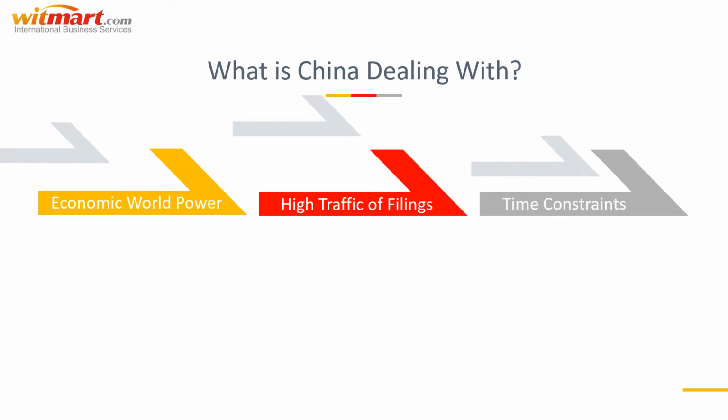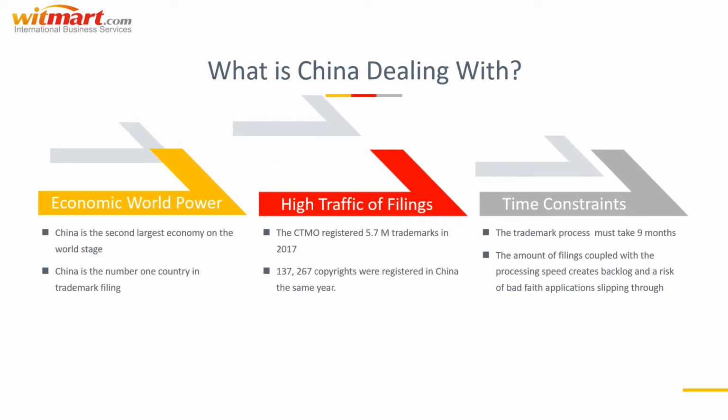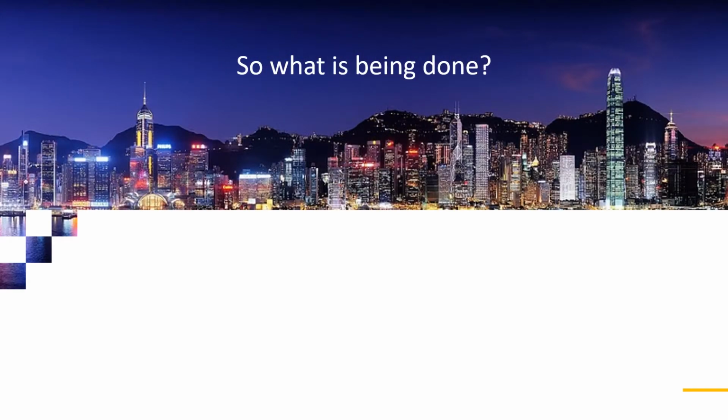China is the second largest economy in the world, but it is the number one country in trademark filing. It is home to thousands of businesses and manufacturers. 5.7 million trademarks were registered in 2017 alone, far more than any other country, even the US. China's no slouch when it comes to copyrights either, with 137,267 copyright cases heard in the same year. The whole process must take only 9 months despite the heavy traffic, so airtight security can be a bit of an issue. That doesn't mean that China isn't going to do its part to improve the system.